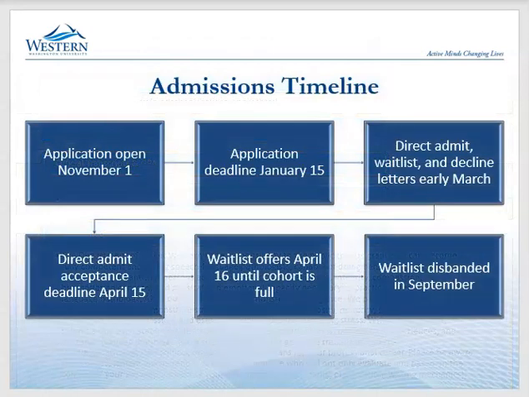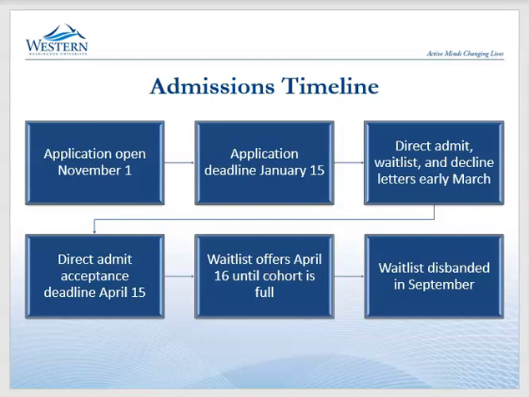Here's the admissions timeline. Typically, the application system will open in November, and then the application deadline is January 15th. After that, we send out direct admit letters, we develop a wait list, and we send out decline letters in early March. Students who have been directly admitted have until April 15th to either accept or decline that admission.